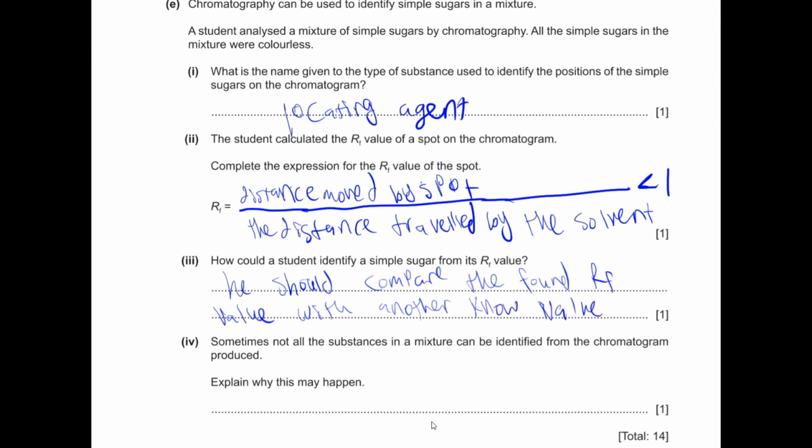Sometimes not all the substances in a mixture can be identified from the chromatogram produced. Explain why this may happen. So this may happen because some substances may have the same RF.